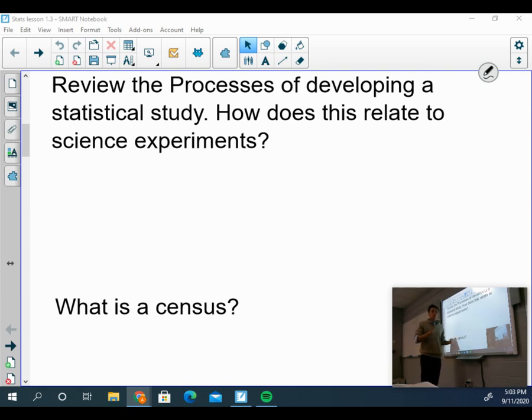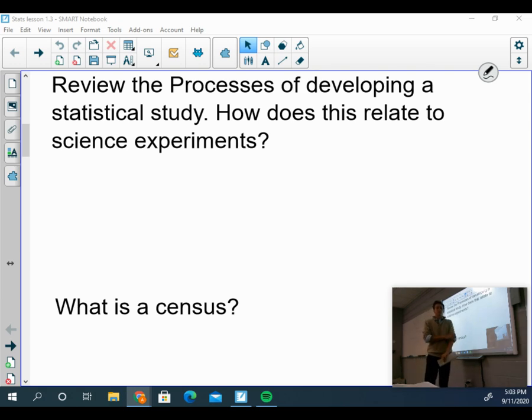So we talked in 1.1 about the different parts: the variables, the objects, quantitative, qualitative, all that. In 1.2, we looked at how to get a simple random sample, and now we're going to throw some pieces together, the different parts of an experiment. Okay? So again, reviewing the process of a statistical study, how does this relate to science experiments?